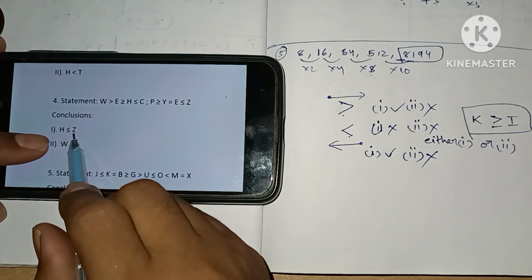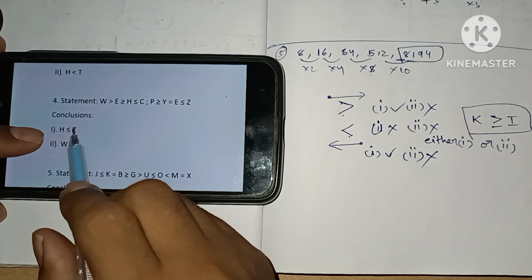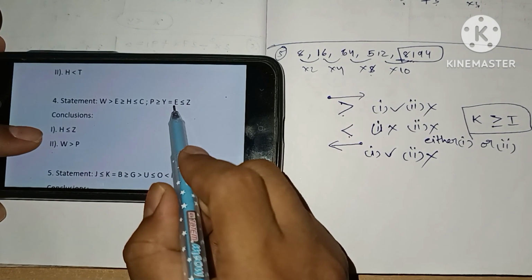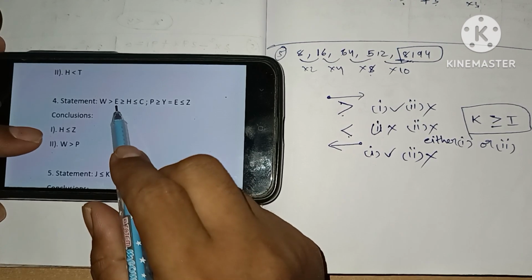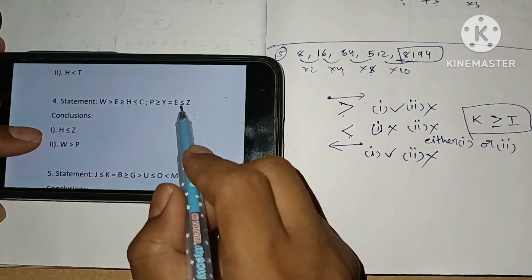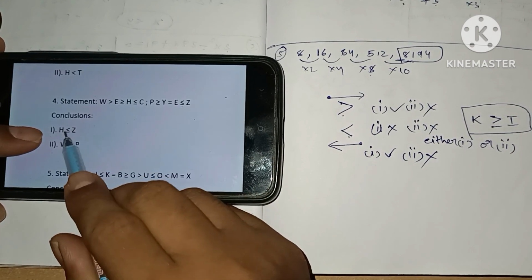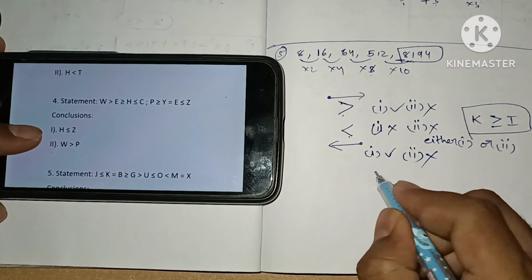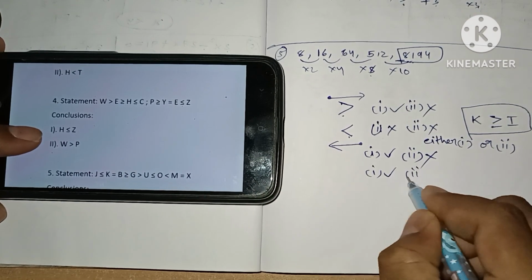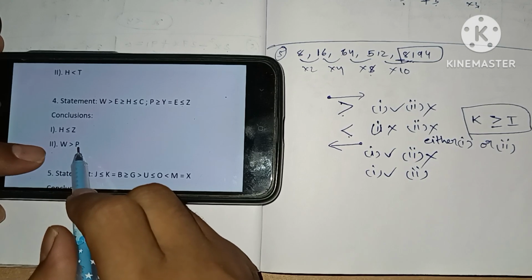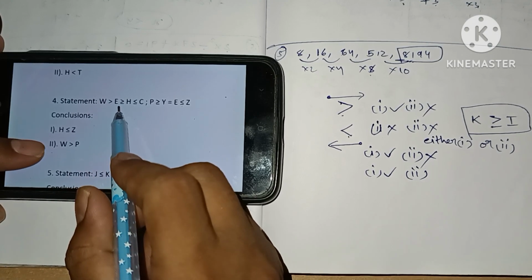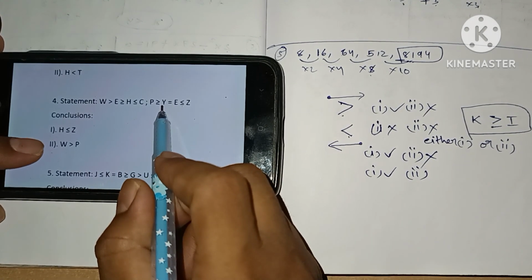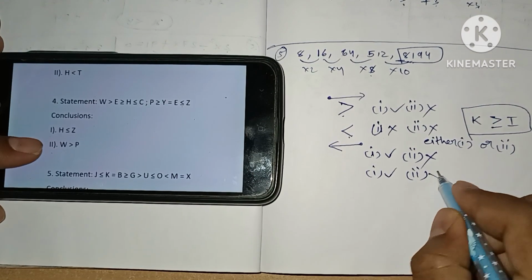Fourth question, the flow from Z to H with everywhere equal to. From Z we can reach E, from E we can reach H. Here we have equal to and here also equal to. So there is flow from Z to H with equal to. So the first conclusion will be true. Second conclusion, the flow from W to P. From W we can reach E, from E we can reach Y but not P. So the second conclusion will be false.